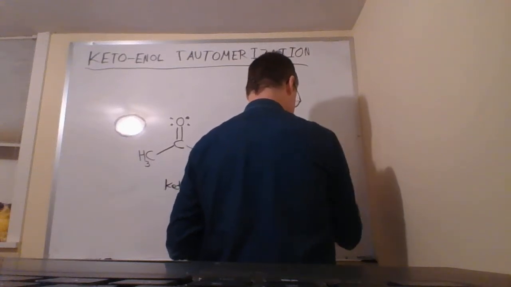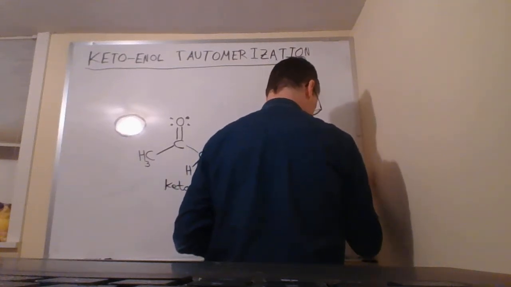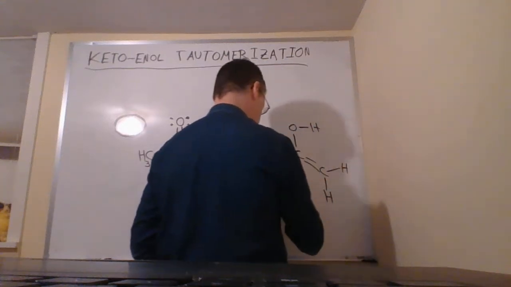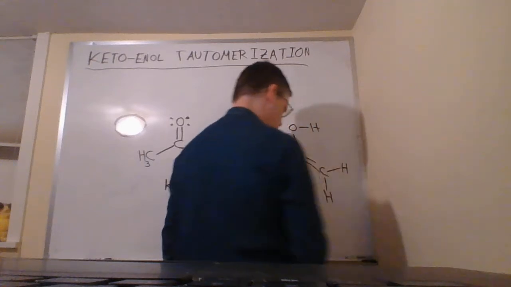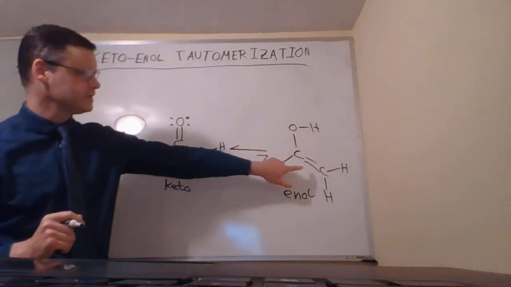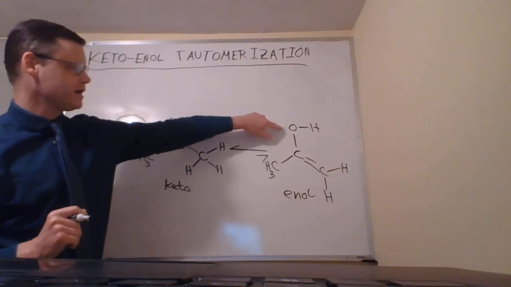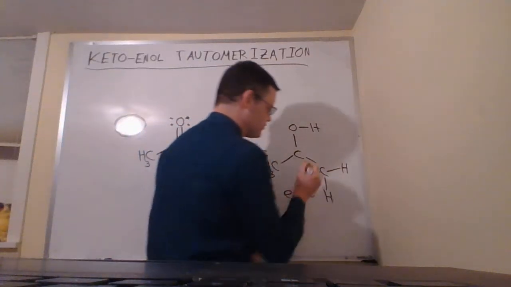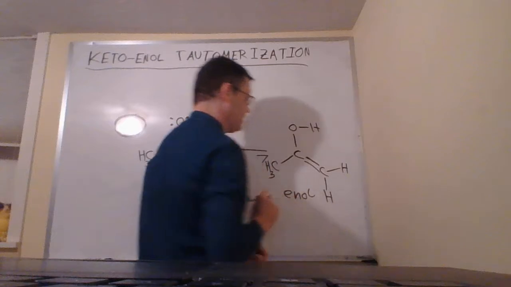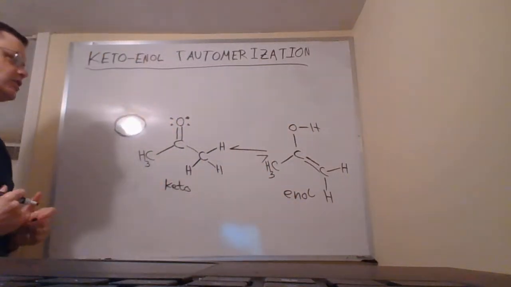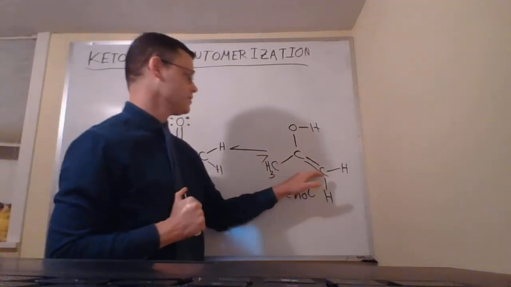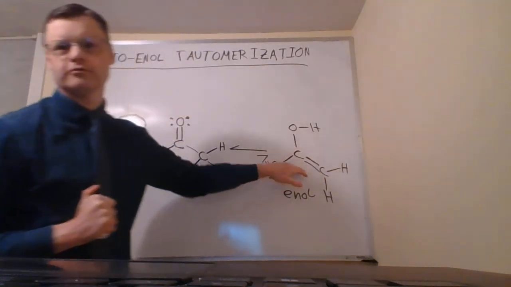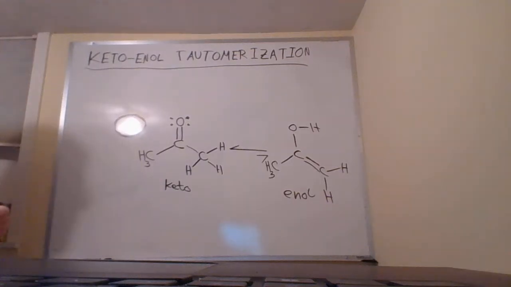But it is in equilibrium with this tautomer. We call that the enol. It's called an enol because we've got this CC double bond and we've got this OH group, and those are both functional groups we'd find in alkenes and alcohols. Even though this is the minor tautomer, this can play important roles as an intermediate on the way to products.